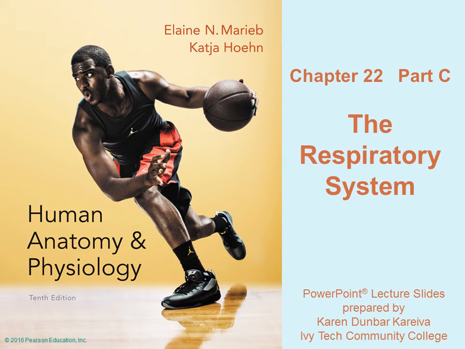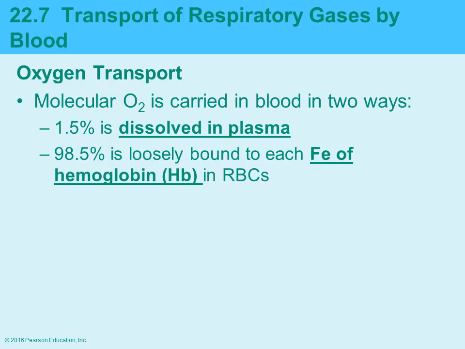This is chapter 22, part C, with the respiratory system. This is going to be talking about both the oxygen and carbon dioxide transport in the blood as it is associated with the respiratory system.